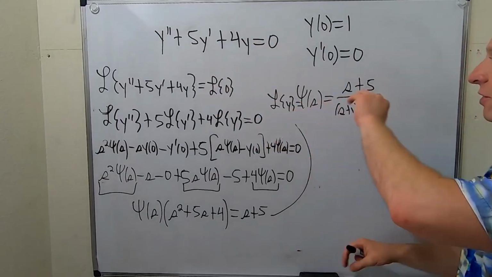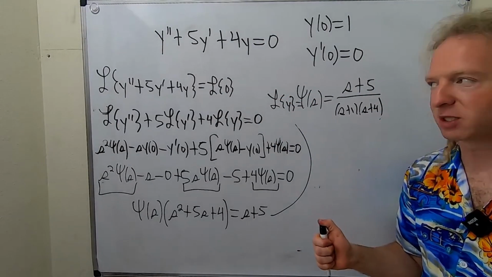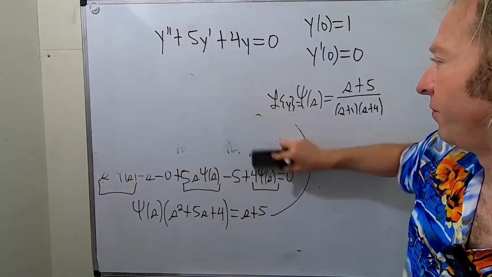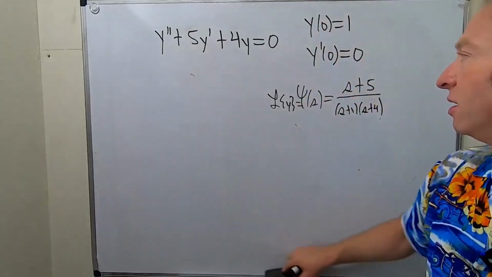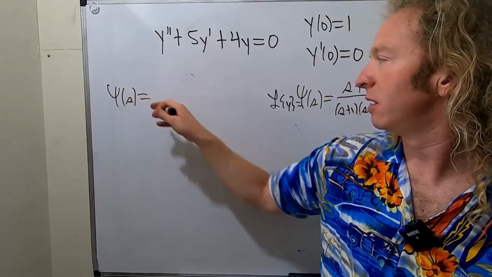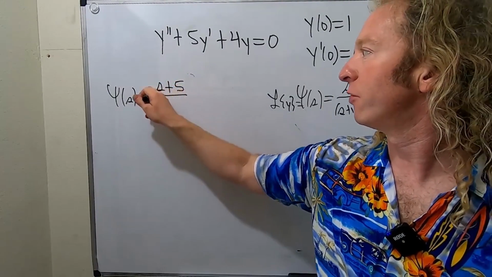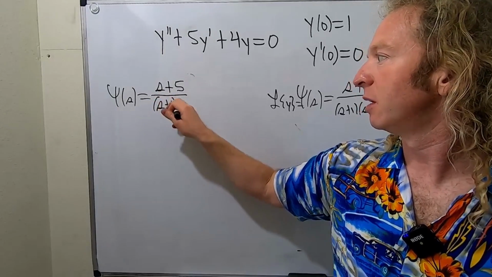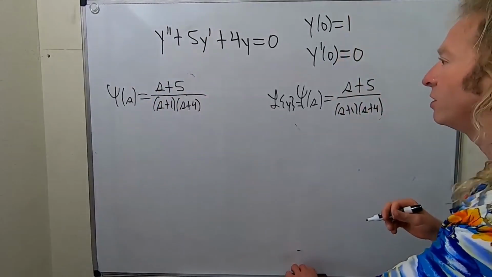Okay, I'm going to erase all of this and write this again over here, because to do this, we're going to use the partial fractions method. So let's erase, and over here I'm going to rewrite what we have. We have the Laplace of y, Y(s), equal to (s + 5) over (s + 1)(s + 4). Beautiful stuff. Okay, so now we're going to use partial fractions.